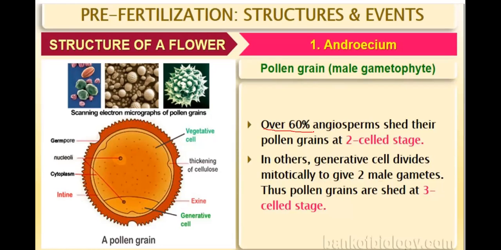Over 60% of angiosperms shed their pollen grains at the two-celled stage. In others, the generative cell divides mitotically to give two male gametes, thus pollen grains are shed at the three-celled stage. This generative cell will divide and produce two male gametes. So ultimately, the pollen grain will be at the three-celled stage.